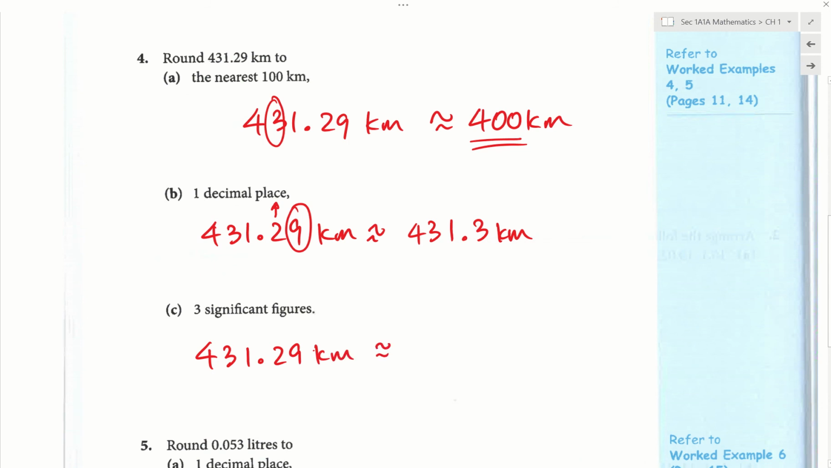Okay, now what do we circle? Next boy. What do we circle? Circle the number 2, the digit 2, okay? Because 3SF, then we circle the 4. 1, 2, 3, 4. Circle number 4. Then what do we do? Oh, the answer is 431 because we don't need to do anything. Okay, so 431 kilometers. Good.